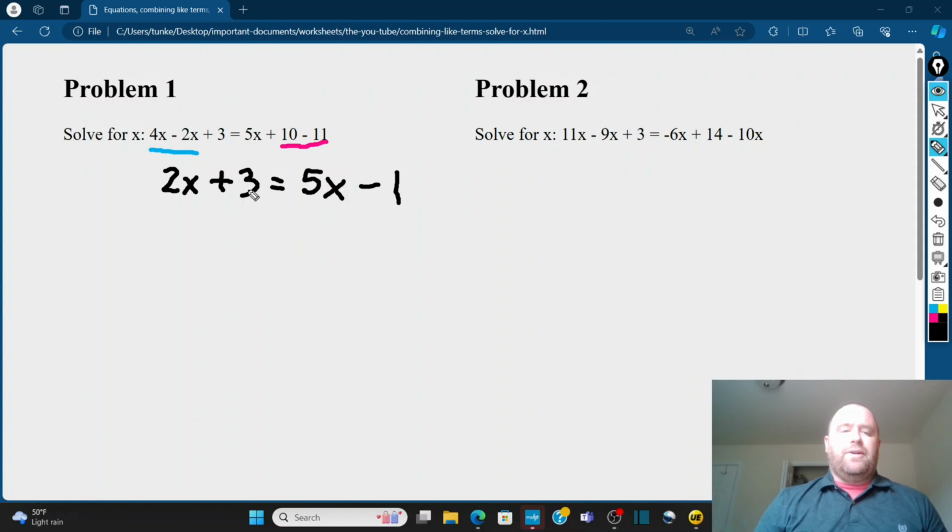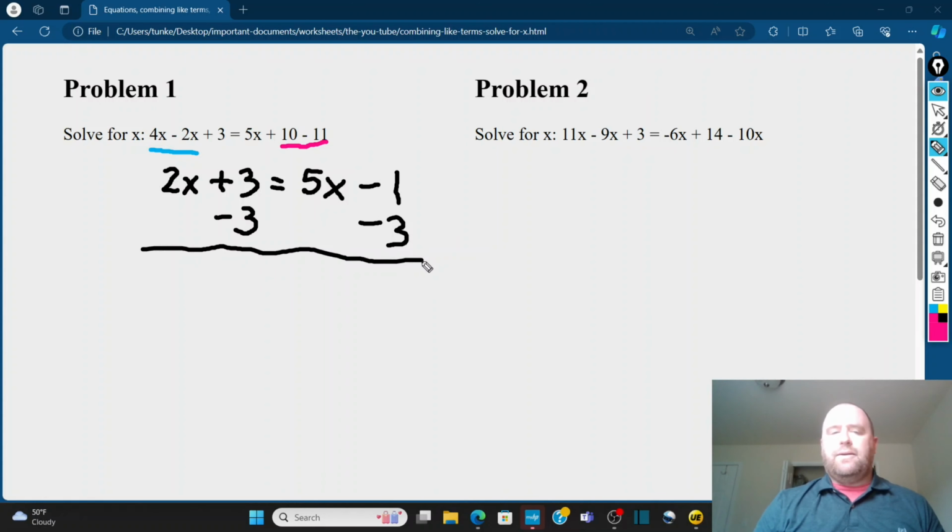If I want to get the numbers all on the right-hand side, it doesn't really matter which side I put them to, but if I want to do that, I would just get rid of the addition by 3 by doing the inverse operation. I'd subtract 3 from the left-hand side. And if I do that to the left-hand side, I also have to do it to the right-hand side. So I'm going to subtract 3. Notice how I'm lining up the numbers with the like terms on the right-hand side. Okay, so on the left-hand side, the plus 3 and the minus 3 will cancel out.